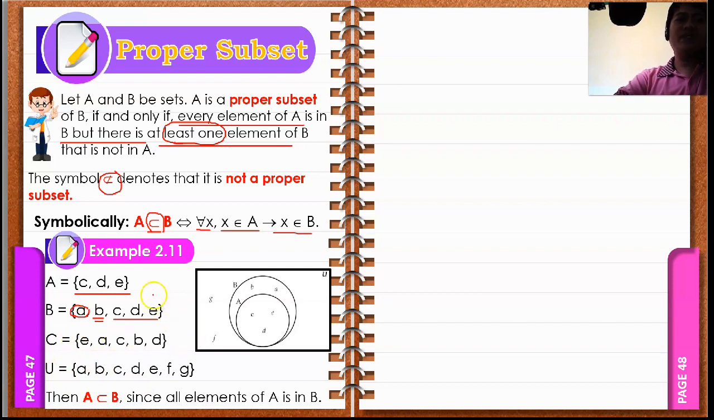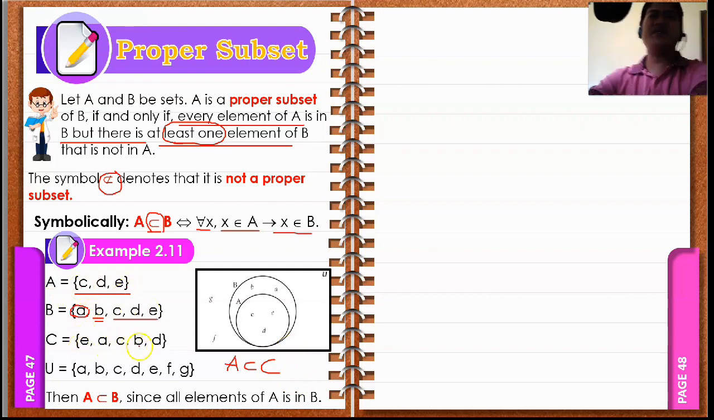Let's have another example. In this case, is A a subset of B, or is A a proper subset of C? Let's take a look at this one. A is CDE and C is EACBD. So C, then we have also D, and we have also E. So in this case, set A is also a proper subset of set C.